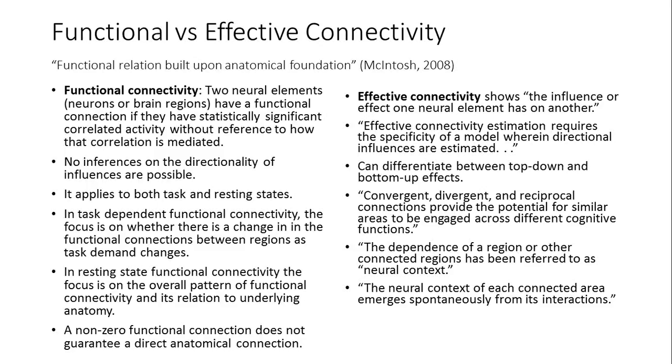Now, the effective connectivity is different in that it shows the influence of one location on another. So we can start to look at directional influences and estimate that. And then you can start to look at the difference between top-down and bottom-up effects. What's the communication level between cortical processes, within the cortex and between limbic structures and down deeper in the brain? And you can begin to look at the dependence of one region on another as well.